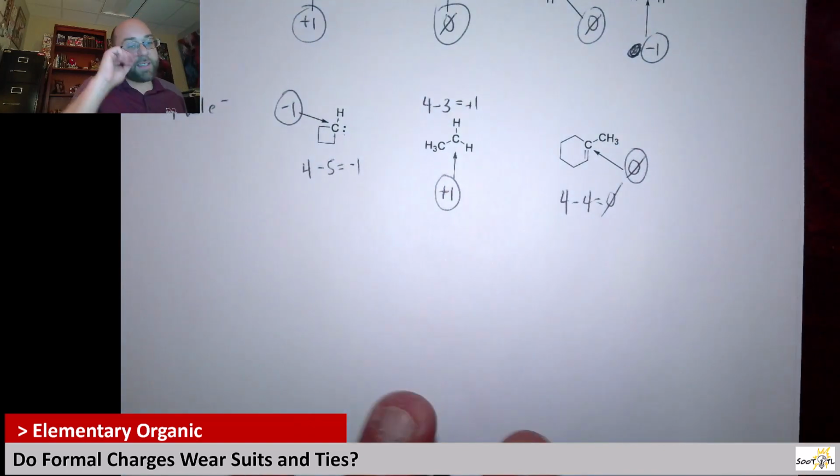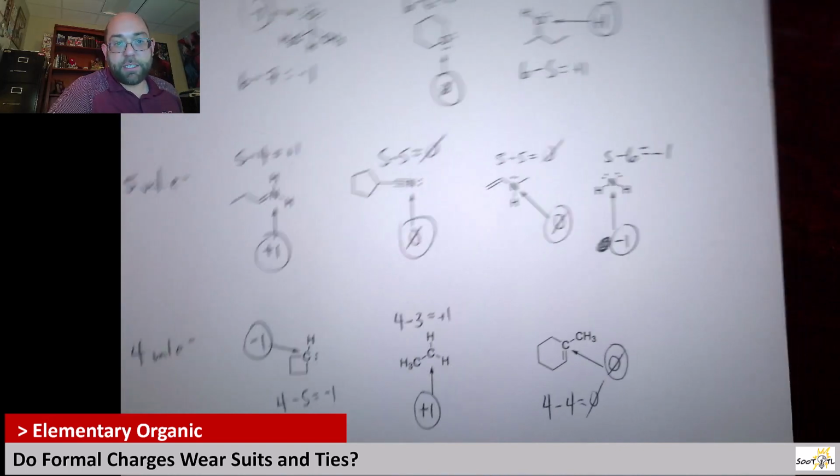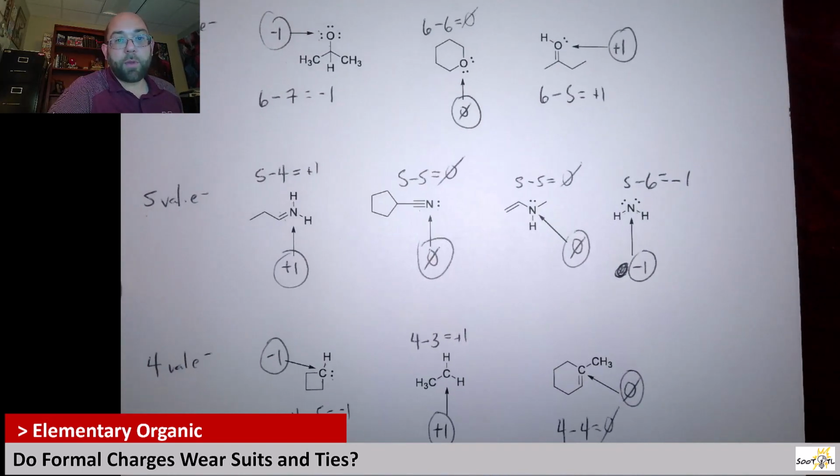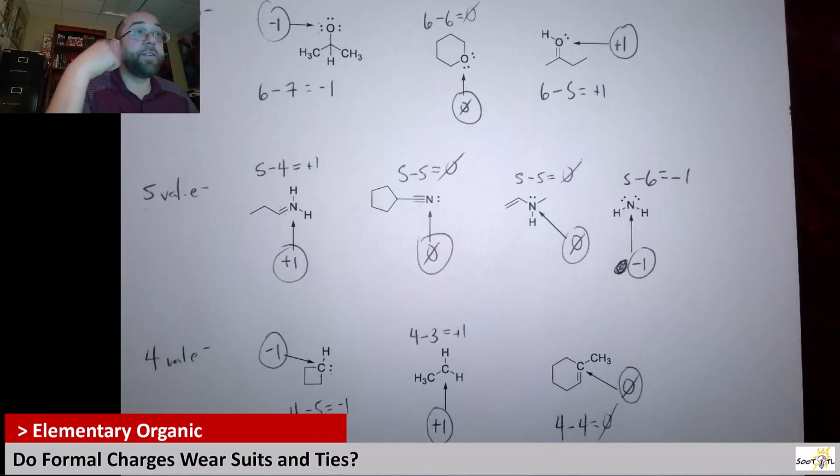All right, now this is not exhaustive, but I was trying to at least give you a situation, a positive, a negative, and a neutral situation for oxygen, nitrogen, and carbon. But there are, of course, other situations that we could see. But in the meantime, I just thought that this would be good practice for you to figure out how to count it up.